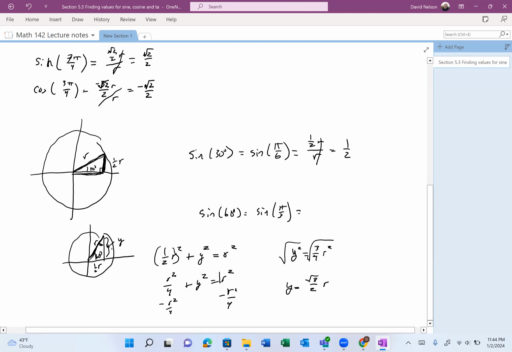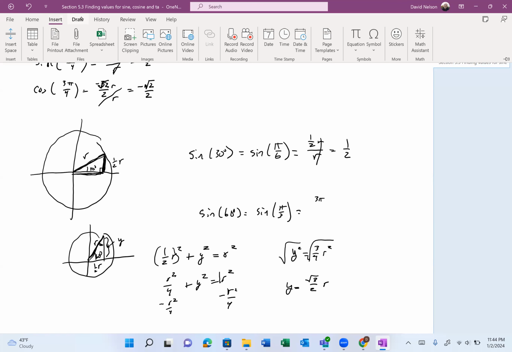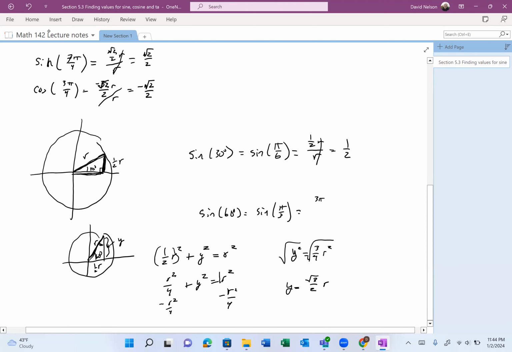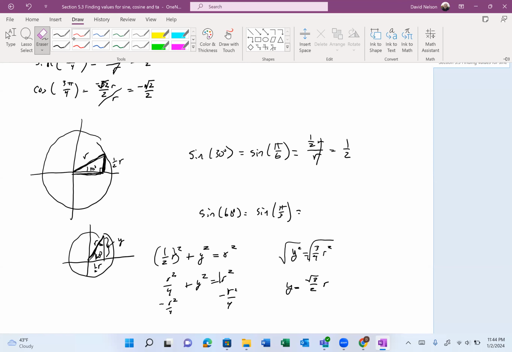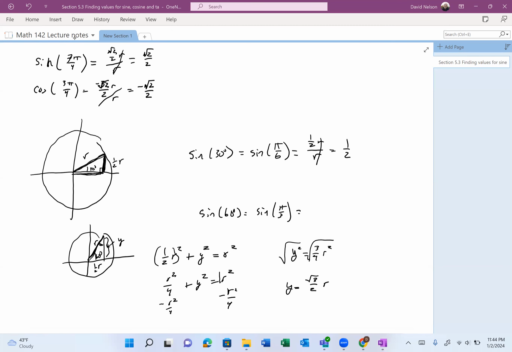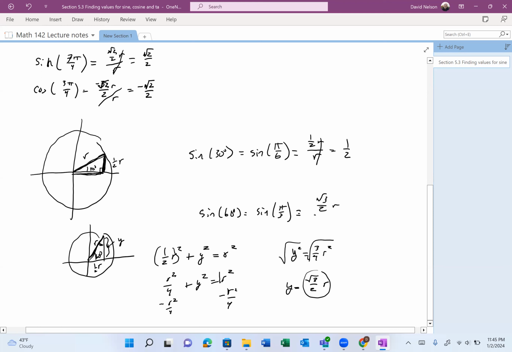So the sine of 60 degrees is going to be the y coordinate here, root 3 over 2 times r, divided by the r, and the r's cancel off, so I end up with root 3 over 2 for the sine of 60 degrees.